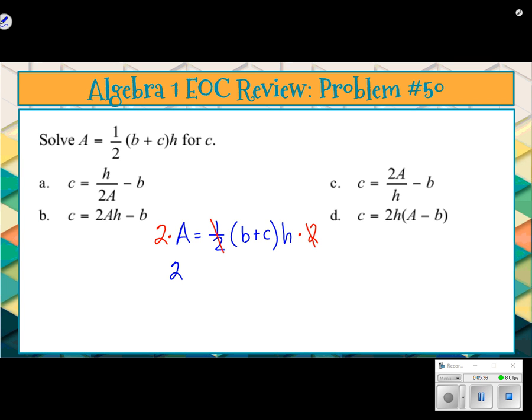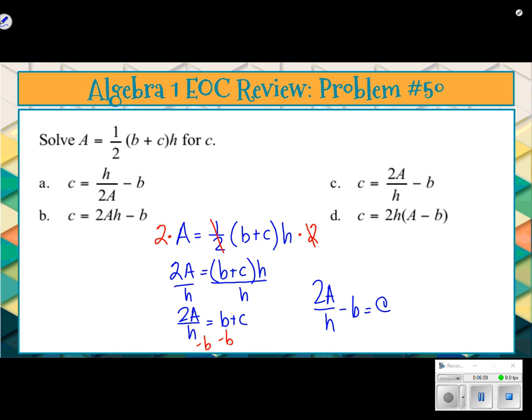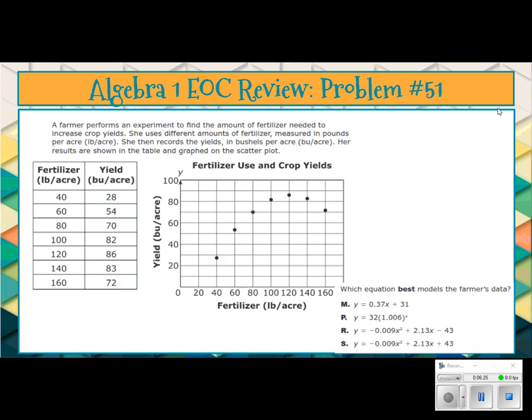So we're looking at 2a equals b plus c times h. I probably wouldn't distribute the h. I mean, I guess you could. I would go ahead and divide by h. 2a over h equals b plus c, and we're solving for c, so we're going to subtract b on both sides, and we get 2a over h minus b equals c. So which one matches? Not A, not B. Ooh, look, C. I like C. C is the one that I'm going for. Here's problem number 51.